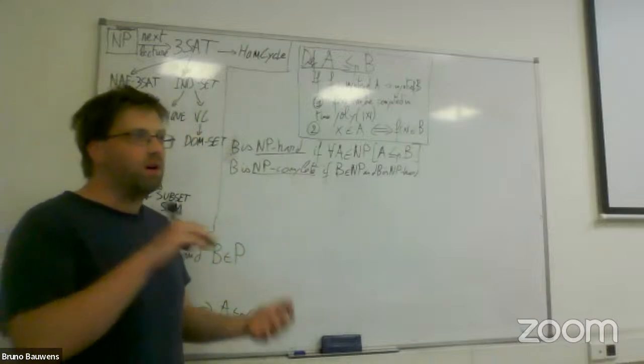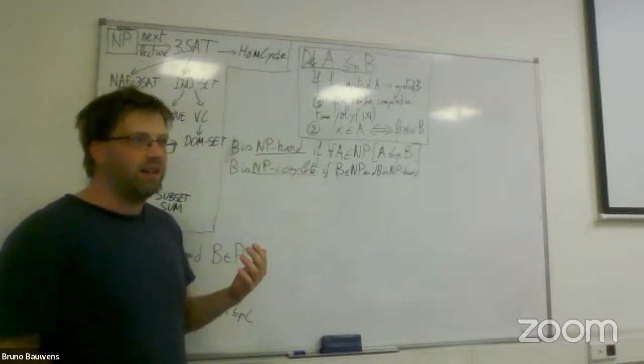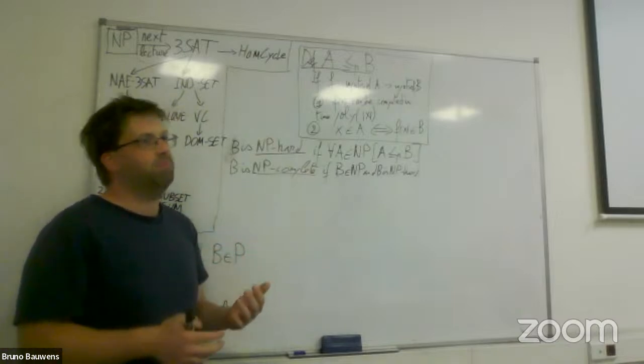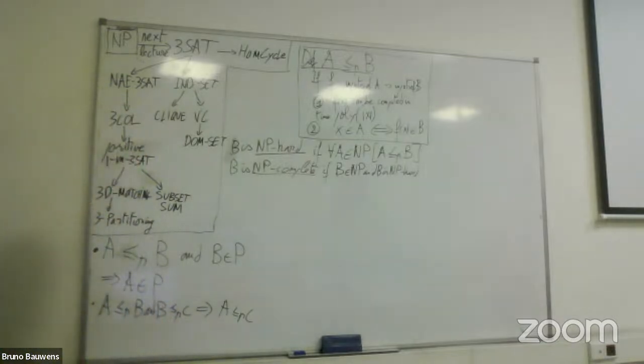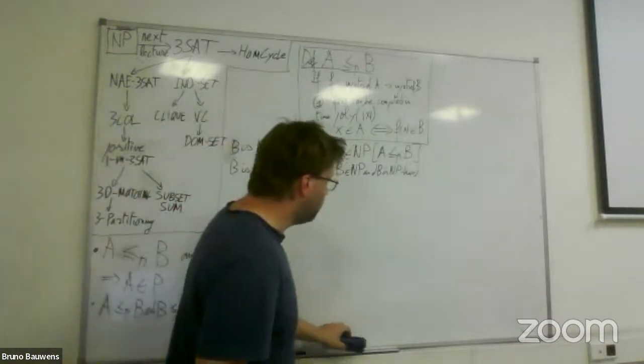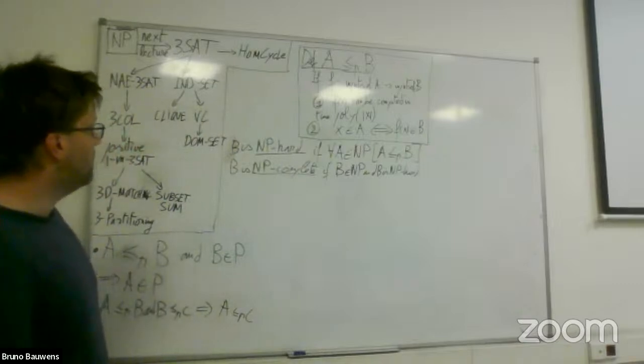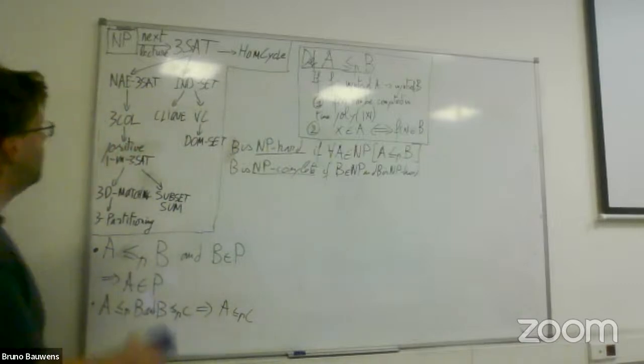Important also is strongly NP-complete and weakly NP-complete, and strongly NP-hard and weakly NP-hard. I will tell it at the end of the lecture what it means. Okay. So this is enough blah blah again. Let us now go to the arrows.